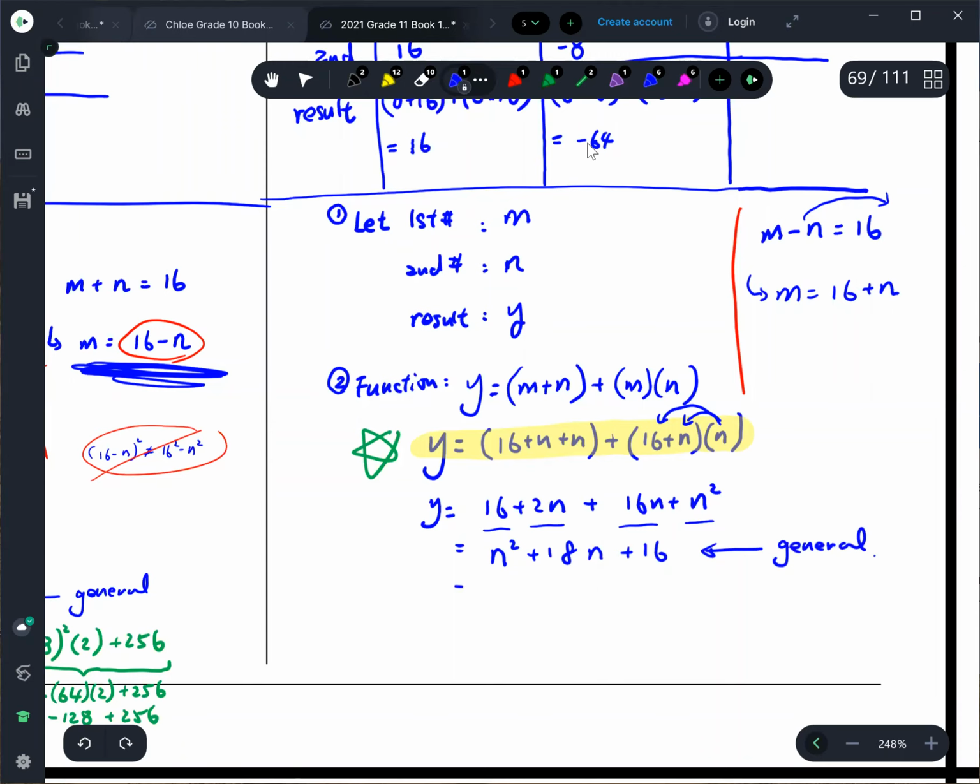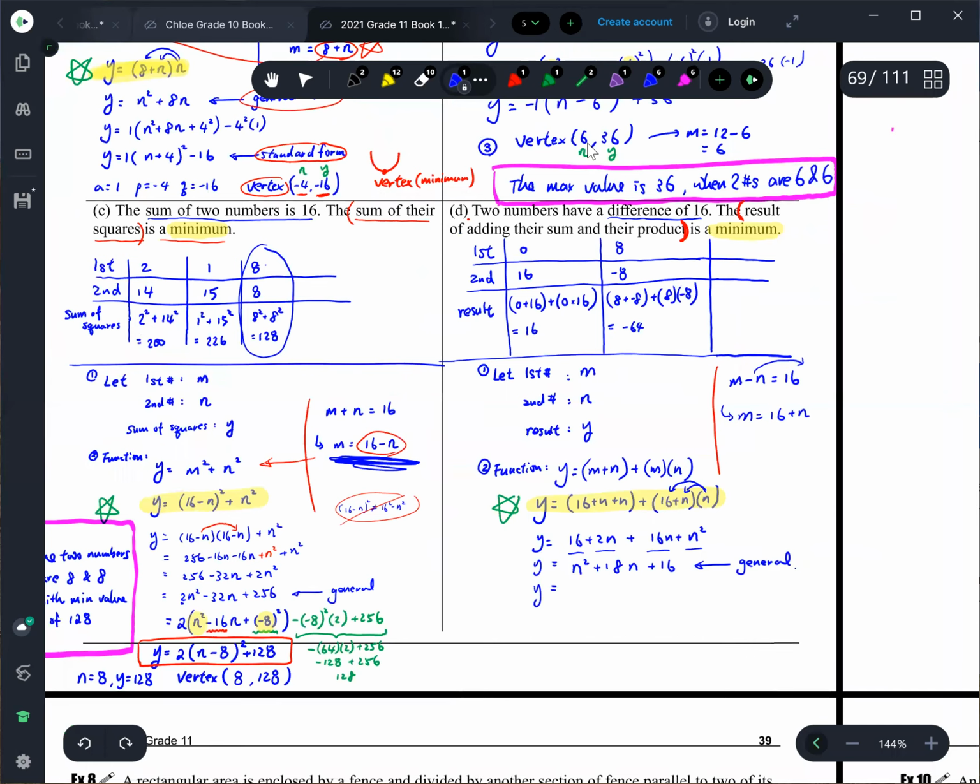And then from there, you factor and divide by 2 to balance to get to standard form. Do you know how to do that? Yeah. Okay, let me know when you got it. Before you try to factor and divide by 2 to balance, you have to get to general form first.